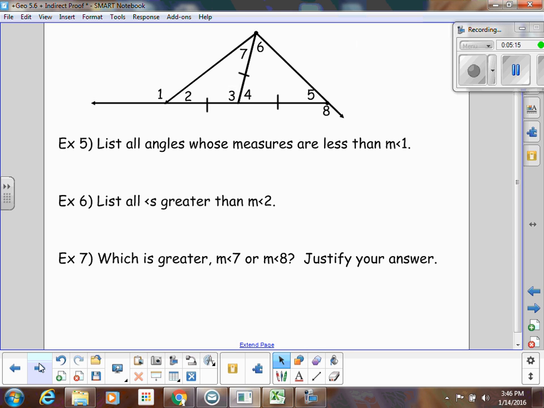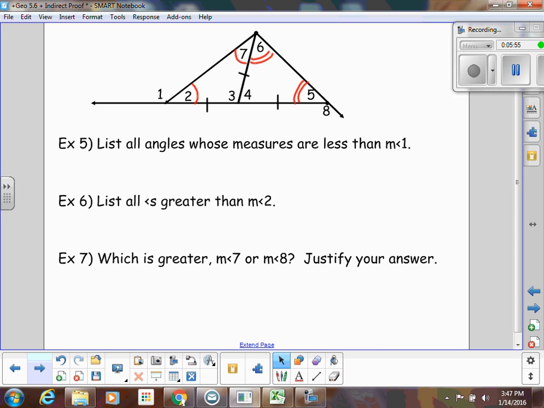Okay. So if we look at this diagram, we're going to list all the angles whose measures are less than the measure of angle 1. All right, so the measure of angle 1, that's right here. So that's an exterior angle. I'll also look at this diagram. We have some sides marked congruent. So let me get rid of that arc. This first triangle on the left is an isosceles, so that means angle 2 and angle 7 are congruent. And then the triangle on the right is also isosceles, so angle 6 and angle 5 are congruent by the base angles theorem.